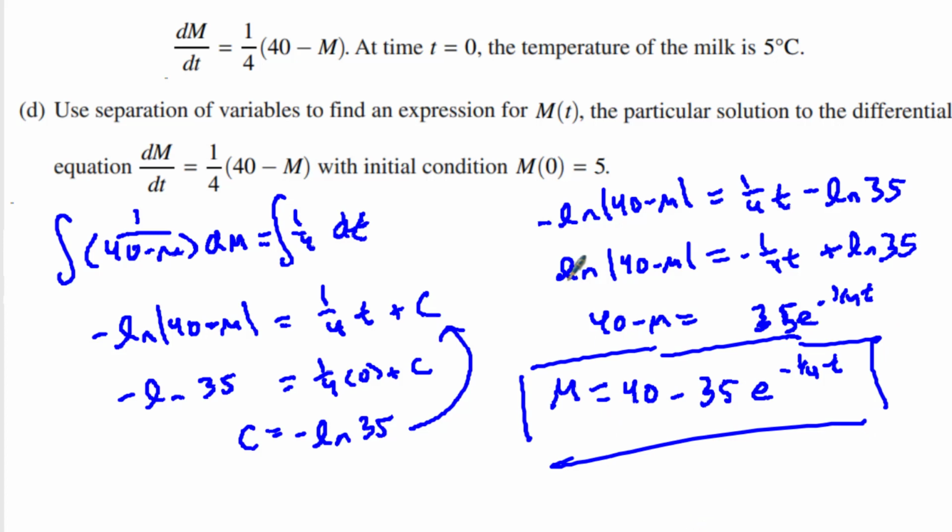And you always want to double check. Put in 0 for time. E to the 0 power is 1, 1 times 35 is 35, and 40 minus 35 is 5. That satisfies my solution, and that is your particular solution.